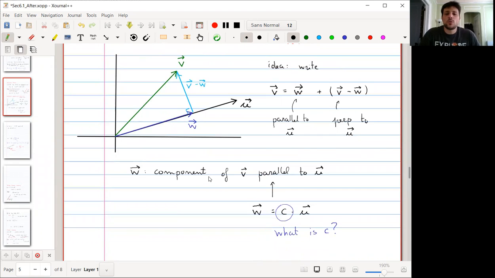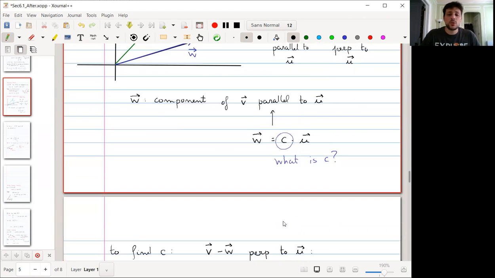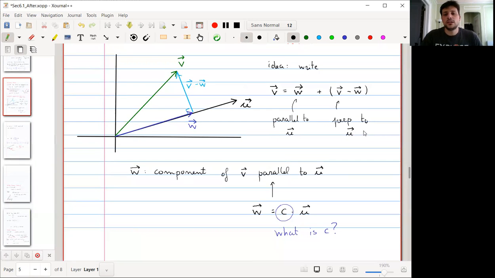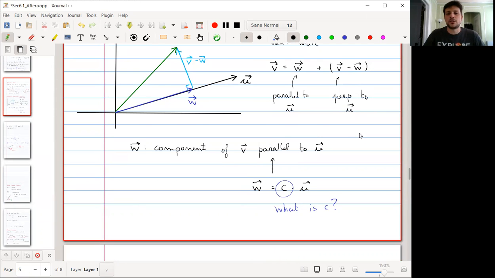So w, we want it to be parallel to u. So w will be a constant times u. All we have to determine is what the constant is. Right? w lies on the span of u, so it has to be a constant times u. The way we'll determine what it is is to use the fact that we want v minus w to be perpendicular to u. So to determine w, we'll use two facts. The first is that w is parallel to u, and that tells us that we need to look for a constant c. And c is determined from the second fact, which is that v minus w is perpendicular to u.